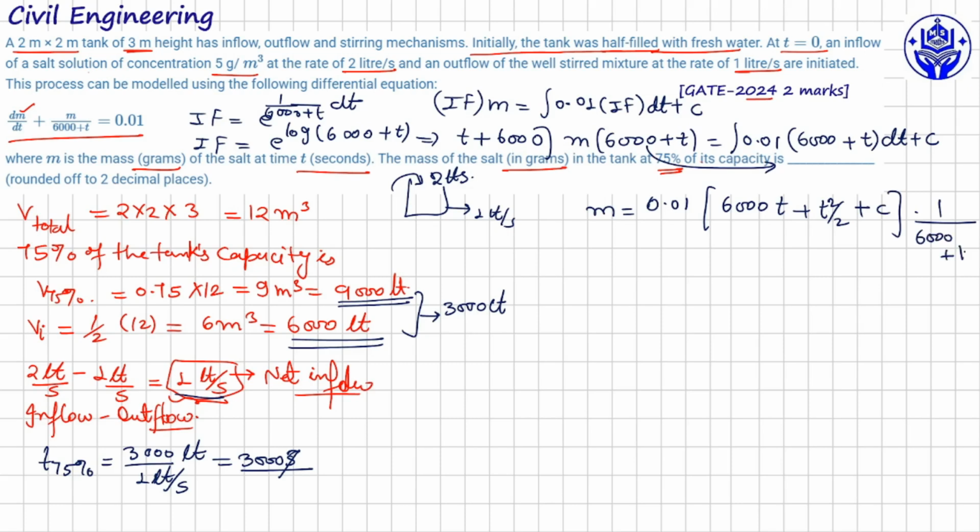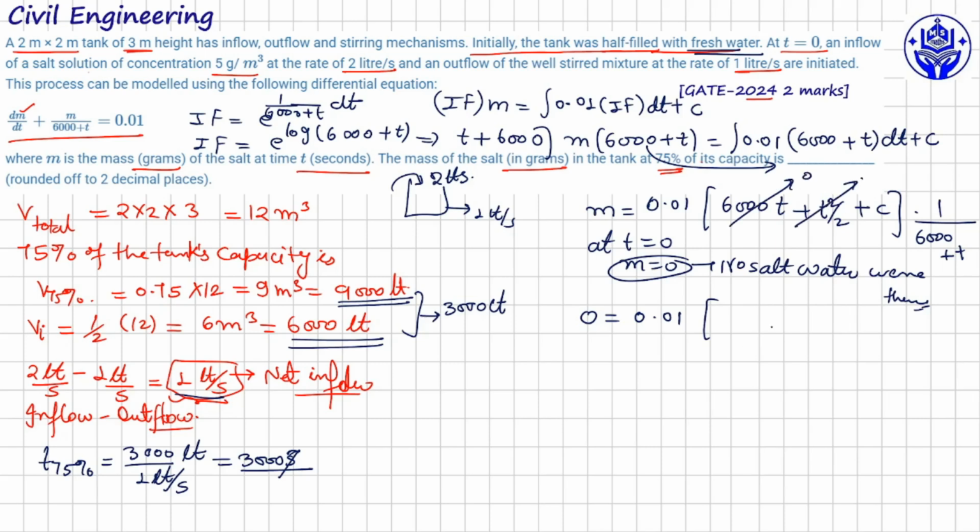Now I have the initial data. At t equals 0, initially the tank is filled with fresh water only. It means no salt was there, so at that time m equals 0. Now I put this in to find c: 0 equals 0.01 times, t equals 0, so these terms will be 0, then c upon 6000 plus 0. So c will be 0 in this case.